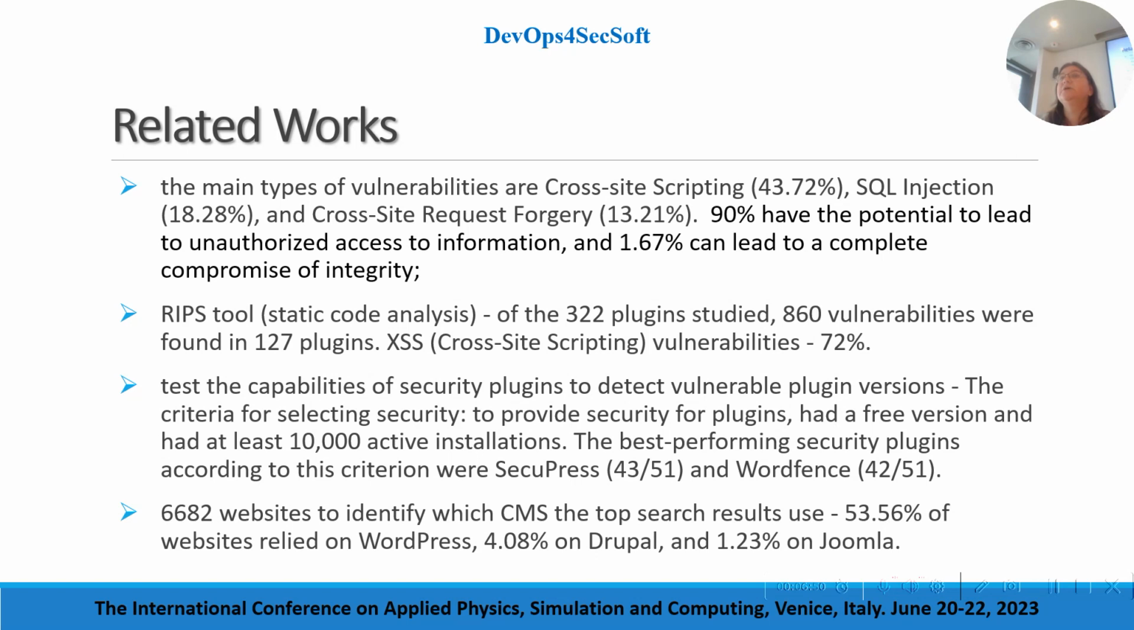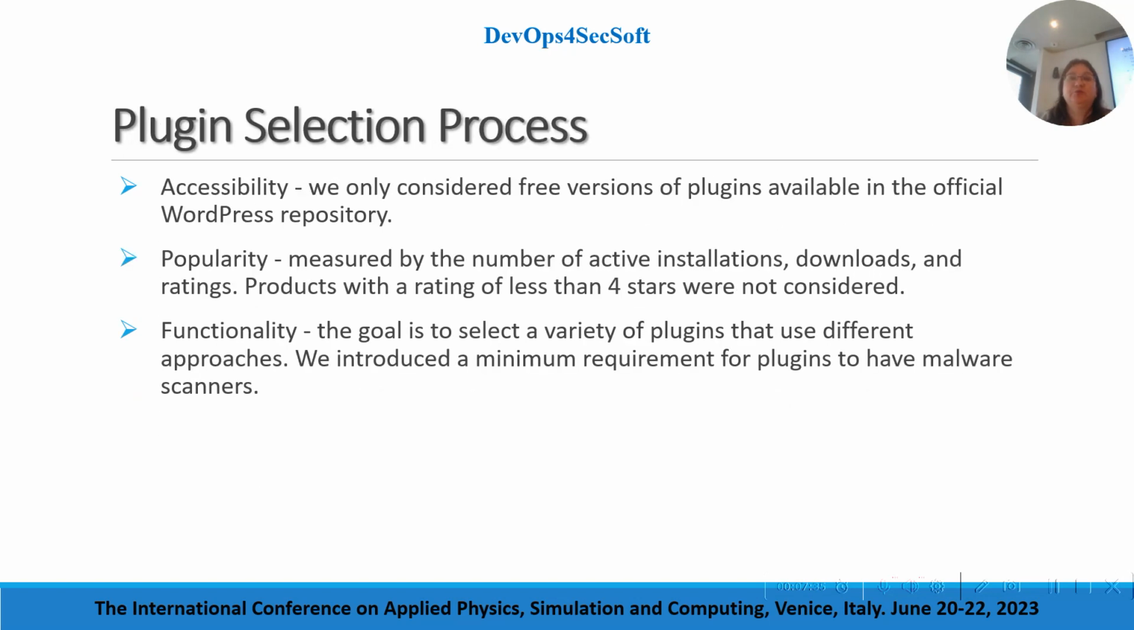So according to this study, there are two main plugins highlighted: Secure Press and WordPress. Another piece of research is also interesting because it demonstrates why WordPress is so widely used on the internet. You can see that from 6,082 websites whose content management systems were identified, the results show that almost half of them, 54%, are using WordPress as a content management system.